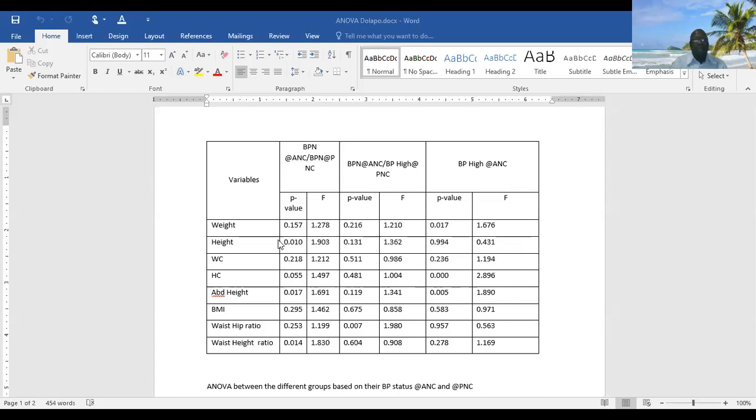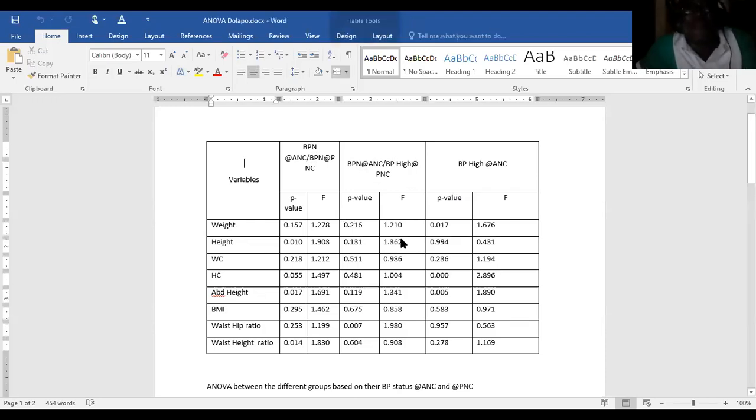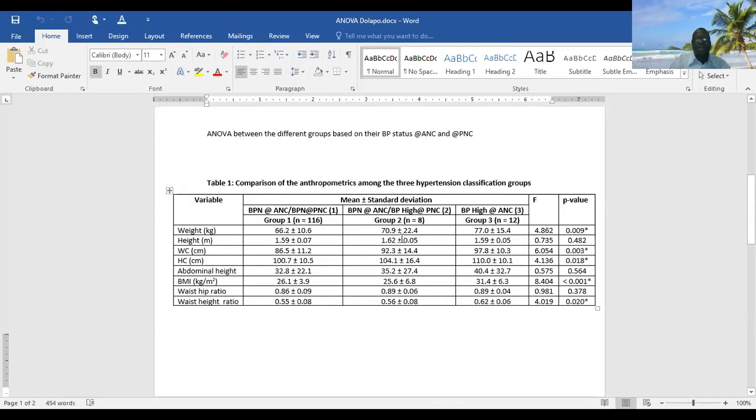This person did the work. You look at all these variables: weight, height, waist circumference, hip circumference, abdominal height, the BMI, waist-height ratio, all these anthropometric measures. It was a study on blood pressure and anthropometrics. He classified them into three groups, blood pressure at another clinic.